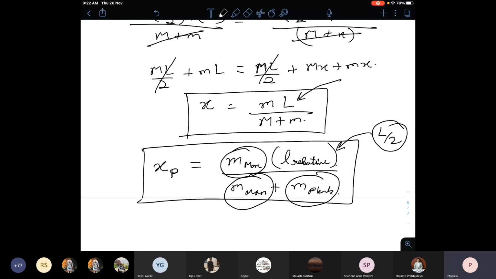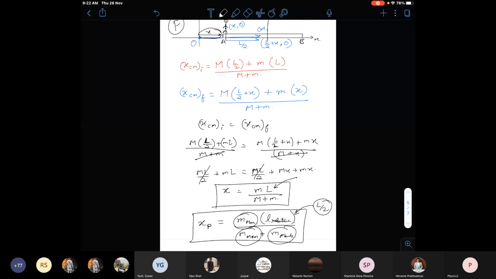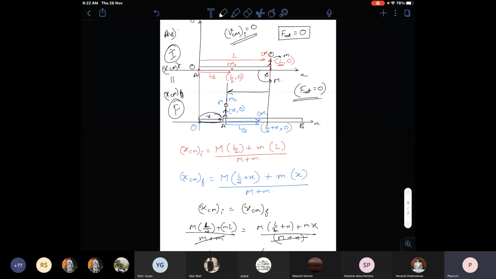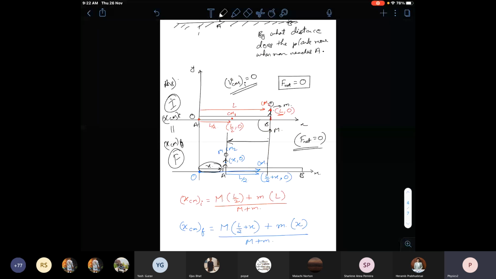And now, this is how you can remember the formula. If you want, you can write it now. We calculated the displacement, the distance covered by the plank. We could have also calculated the distance covered by the man with respect to the ground.